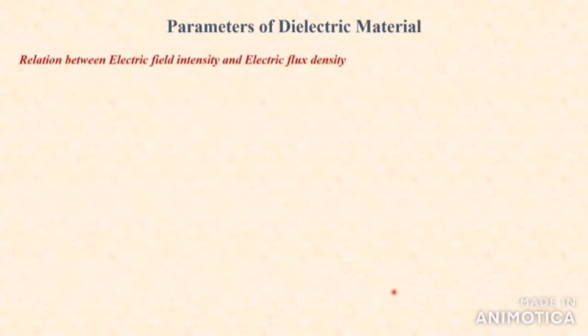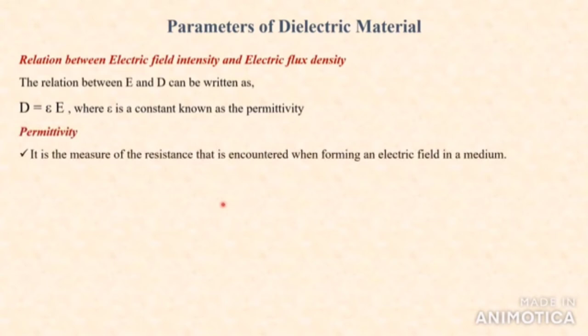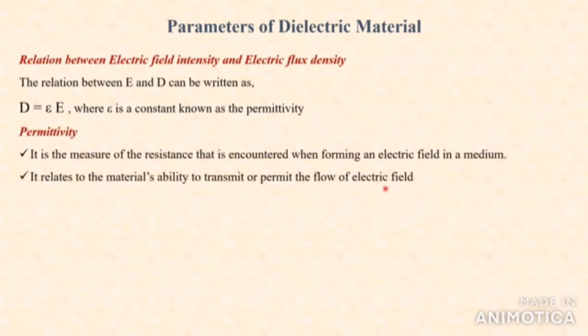The relation between electric field intensity and electric flux density, the relation between E and D, can be written as D is equal to epsilon E, where epsilon is a constant, the permittivity constant. Epsilon naught is the permittivity of free space, and epsilon R is the relative permittivity.